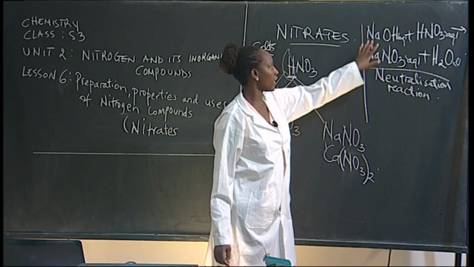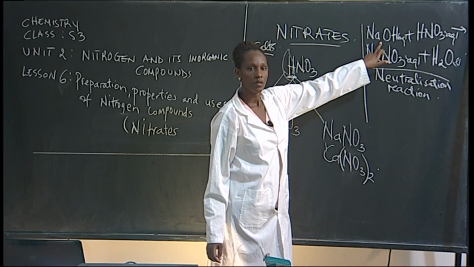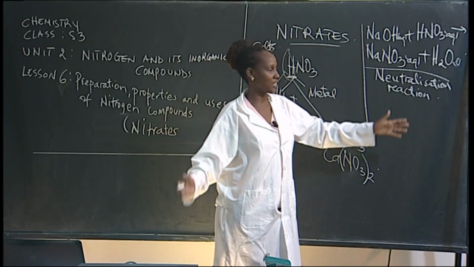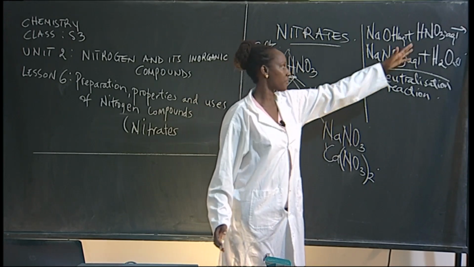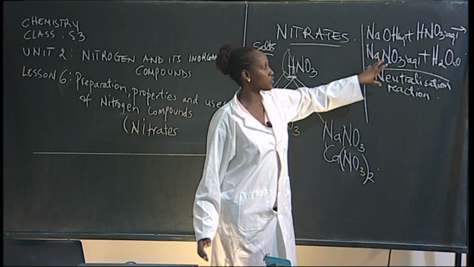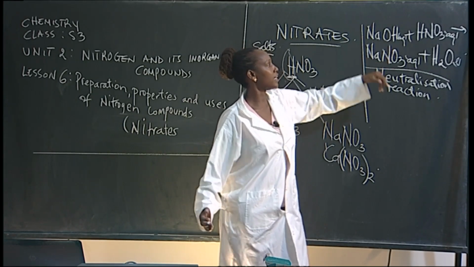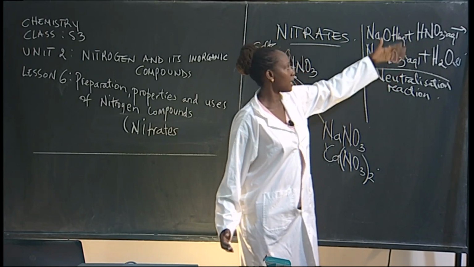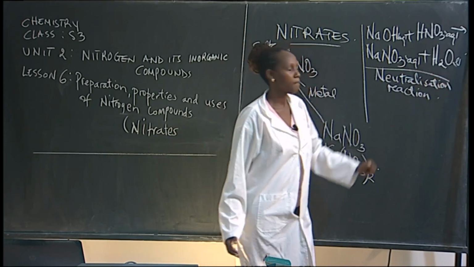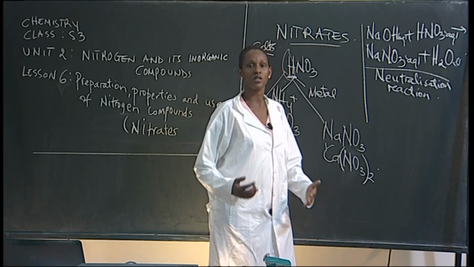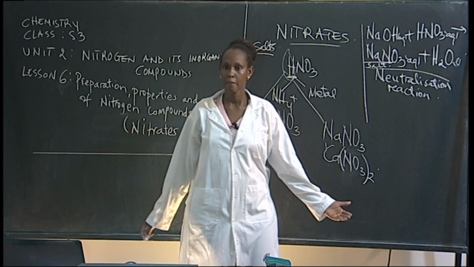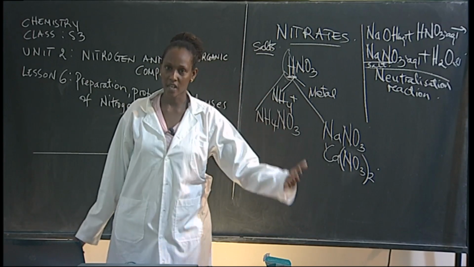A reaction between a base or alkali with an acid. Any neutralization reaction involves a mineral acid. It can be nitric acid, concentrated sulfuric acid, or hydrochloric acid. But for our case today, we are looking at the laboratory preparation of nitrates, so here we take the example of nitric acid. When we react any base with nitric acid, you get a nitrate, that is sodium nitrate, plus water. That is one way of forming nitrates. This is a nitrate, it is a salt. Under neutralization reaction, we can get nitrates.